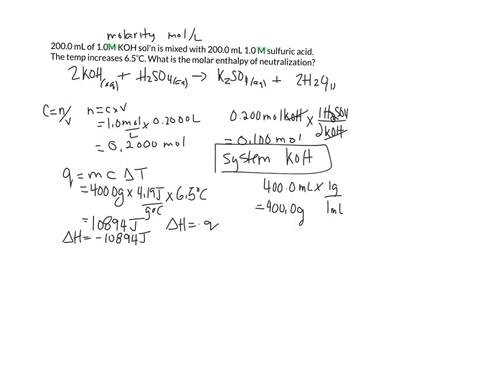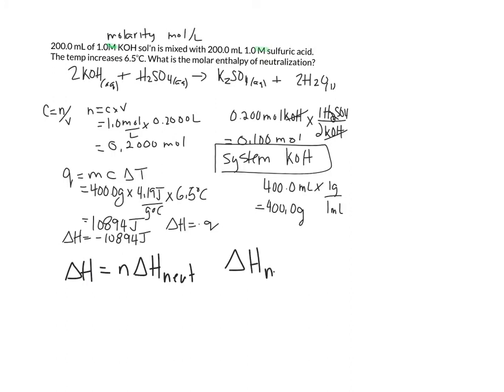Okay, so now, what is the molar enthalpy of neutralization? So we have the energy change for 0.2 moles of KOH used. So now we're going to figure out what the enthalpy change is if we have 1 mole. That's the definition of molar enthalpy, the energy change for 1 mole. So ΔH is nΔH neutralization, molar enthalpy. Rearrange that.